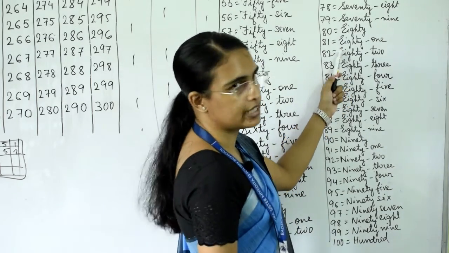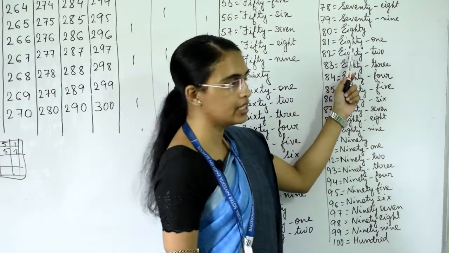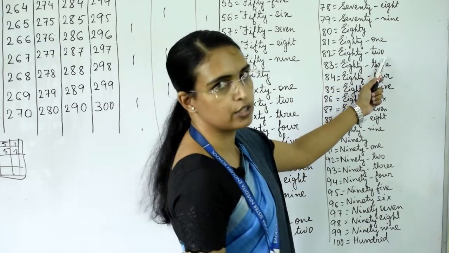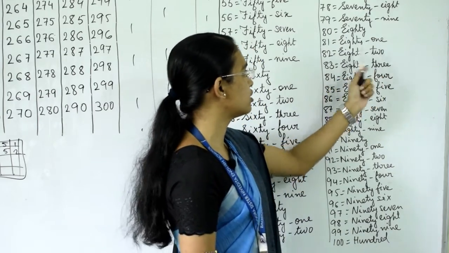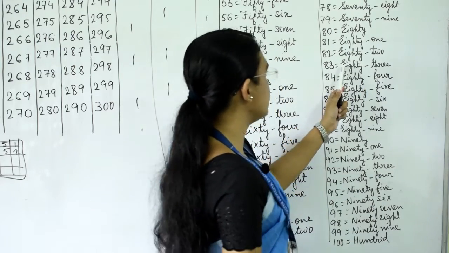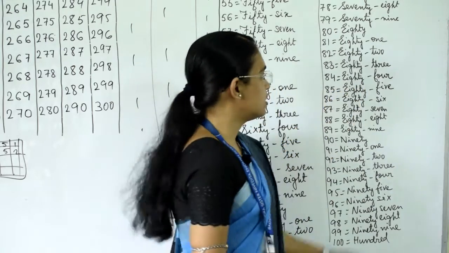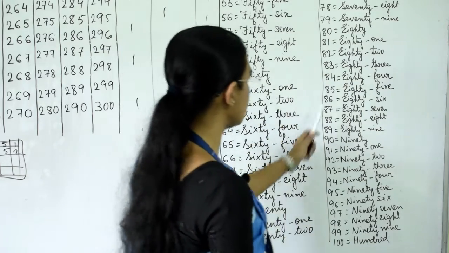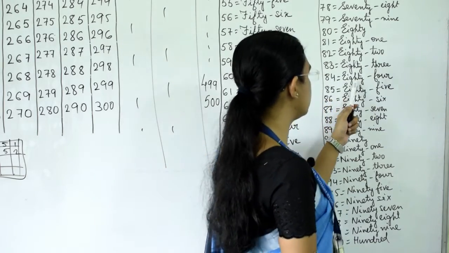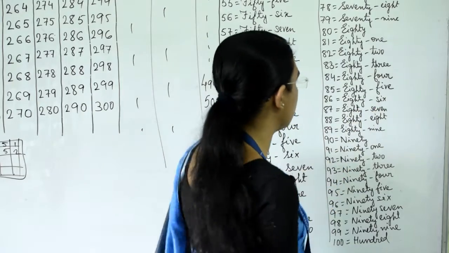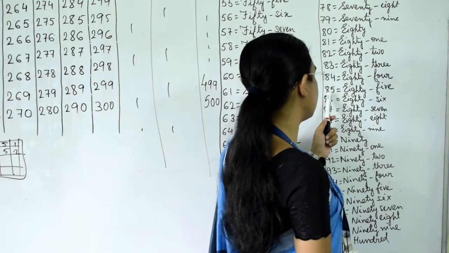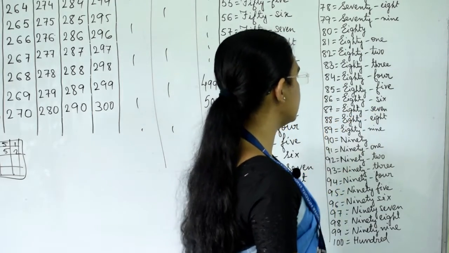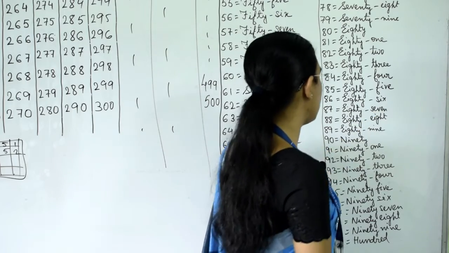Write the spelling of 80, EIGHTY 80, and with that you have to write the spelling of 2, TWO 2, 82. Then 83, EIGHTY 80, THREE 3, 83. Then 84, EIGHTY 80, FOUR 4, 84. Then 85, EIGHTY 80, FIVE 5, 85.